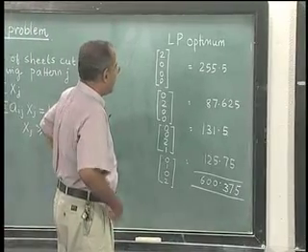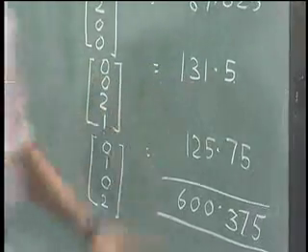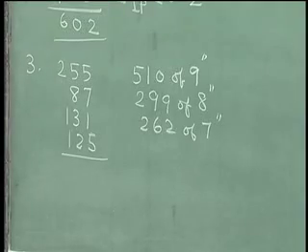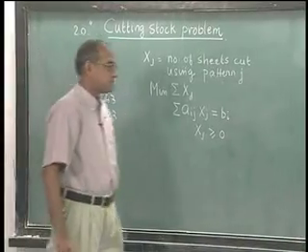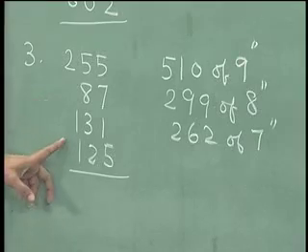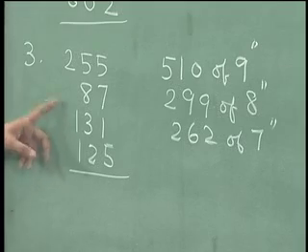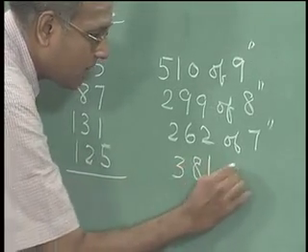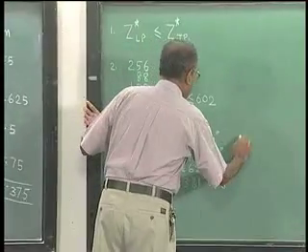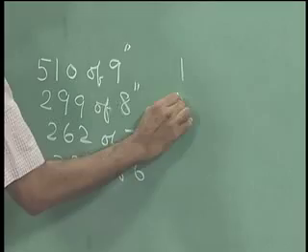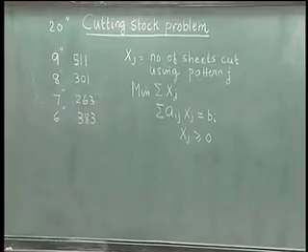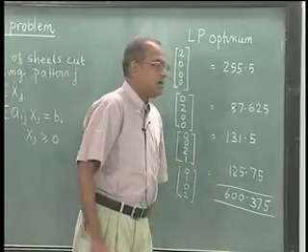Now, 7 inch sheets we cut only using this. So, 131 into 2 is 262 of 7 inch as against the requirement of 263. 6 inch we cut from this as well as this. So, 131 plus 2 into 125, which is 250, plus 131 is 381 of 6 inch. So, we are short by 1 of 9 inch, 2 of 8 inch, 1 of 7 inch and 2 of 6 inch. This is the shortage that we have if we bring down each of these to its lower integer value.